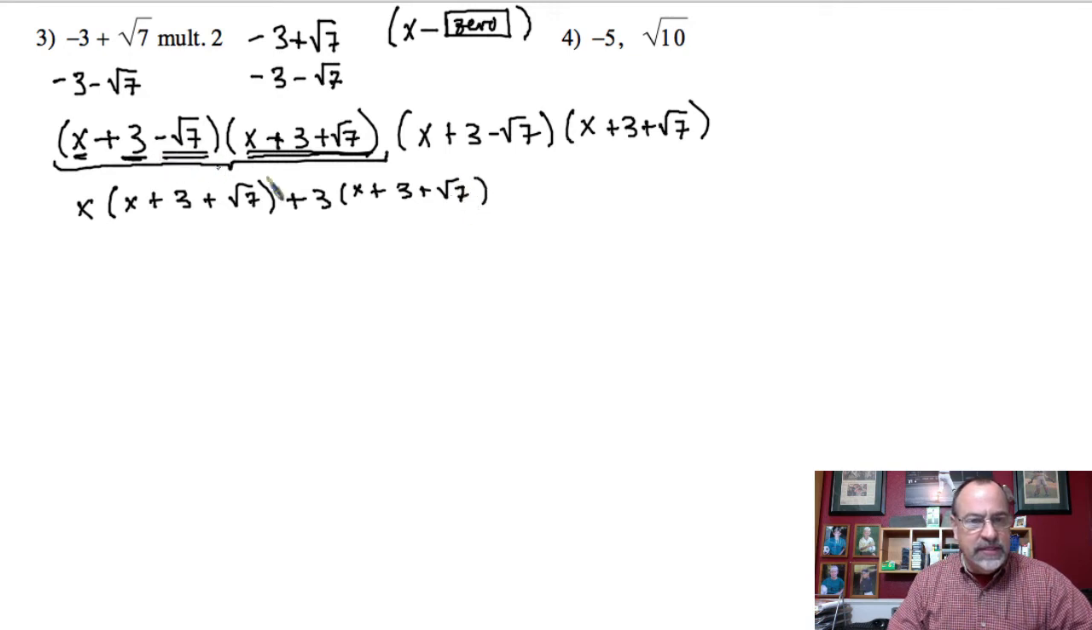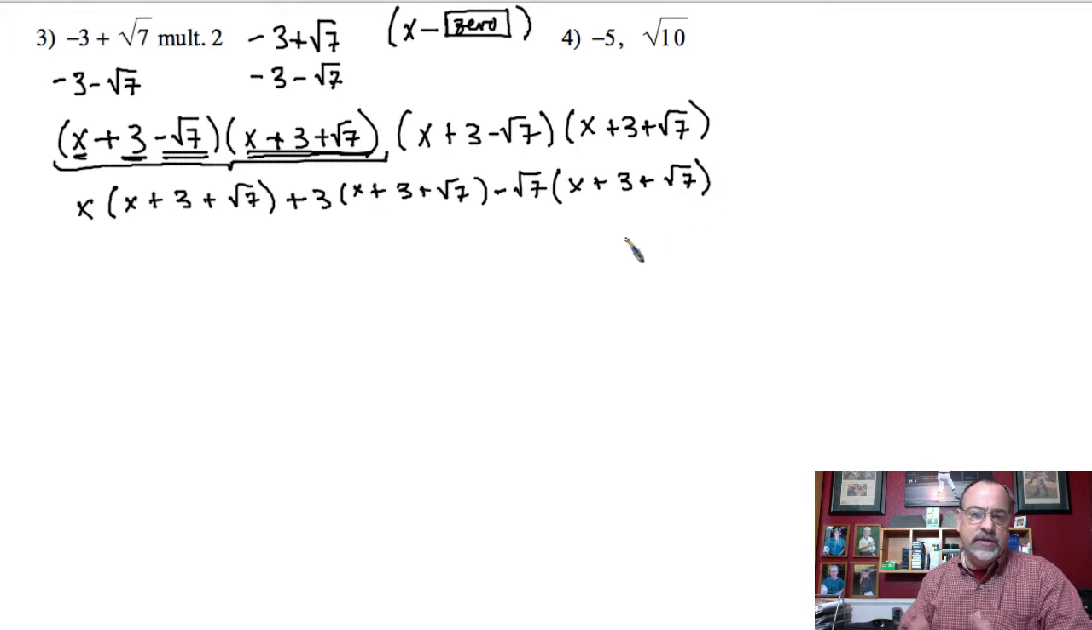And then I have to take this negative square root of 7, and I have to multiply it by this whole thing again, x plus 3 plus the square root of 7. So we're simply, again, doing the distributive property. All right, so now again, we'll distribute this and then combine like terms.